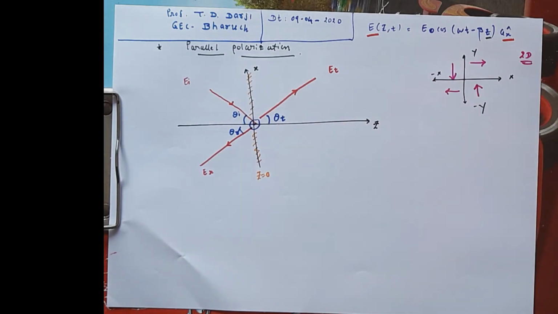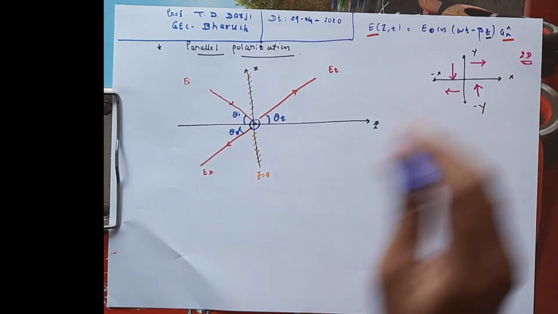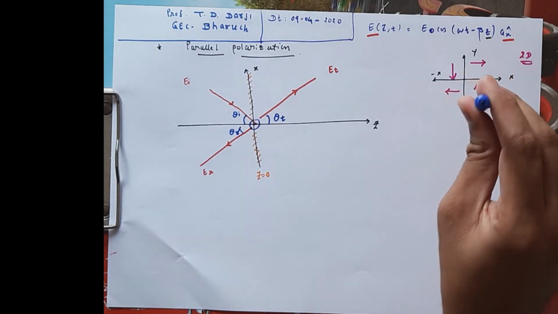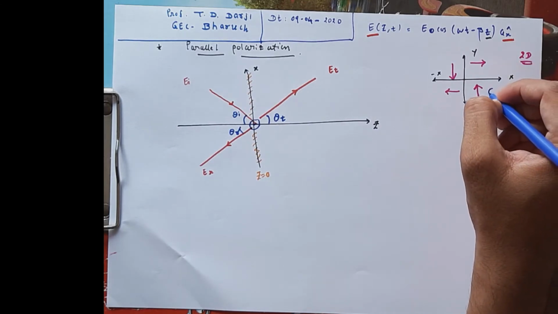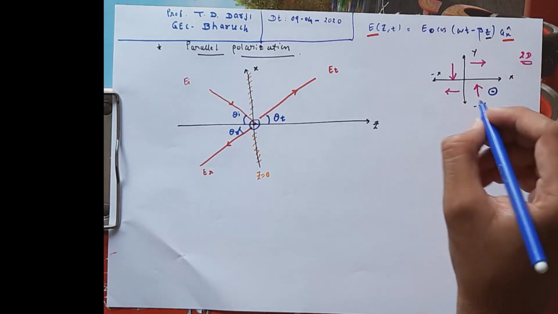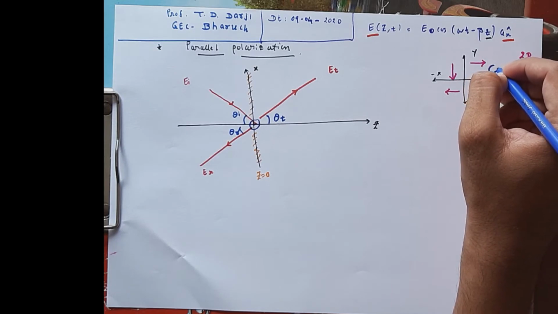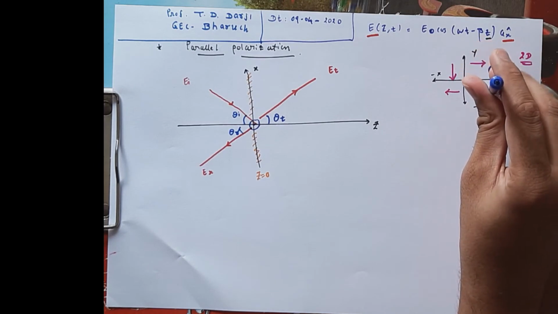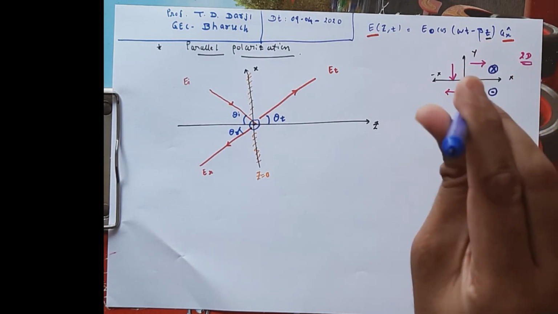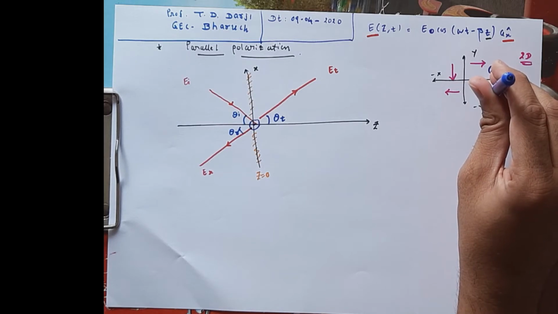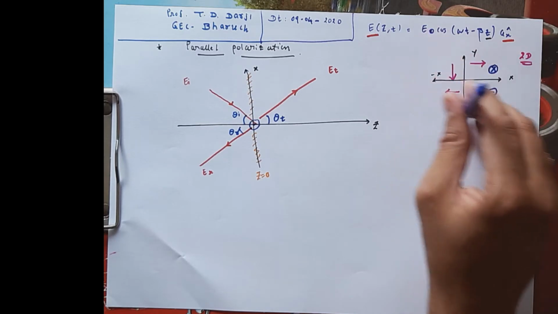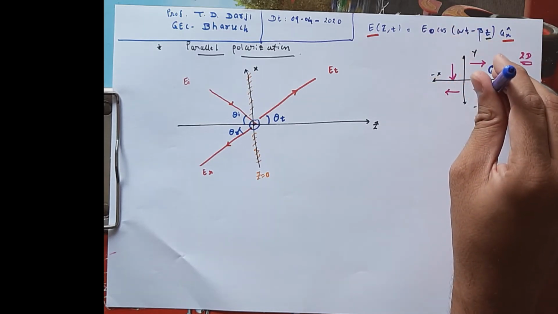Now I have to take another vector. For example, consider this vector. This blue pen is nothing but one of my vectors. It is pointing out, so I represent it like this. If it were pointing in, it would be a cross, but this is pointing out. So what is the direction of the vector? The direction of the vector is the z direction. So this vector is perpendicular to the xy plane. It is not parallel to the xy plane, but perpendicular to it.